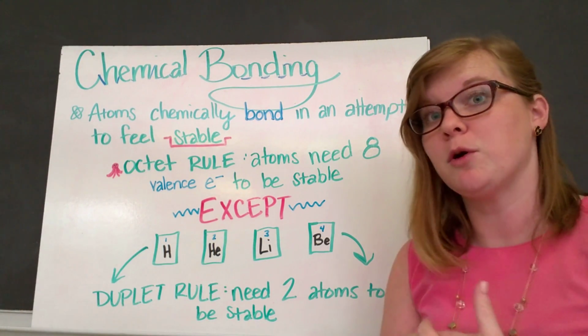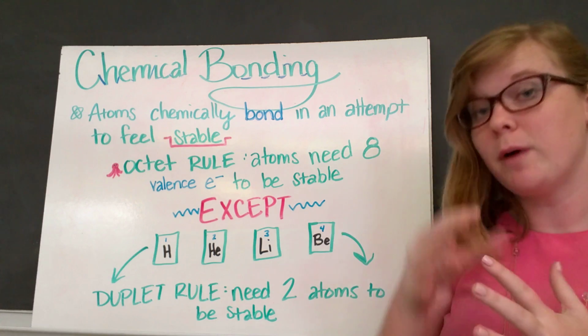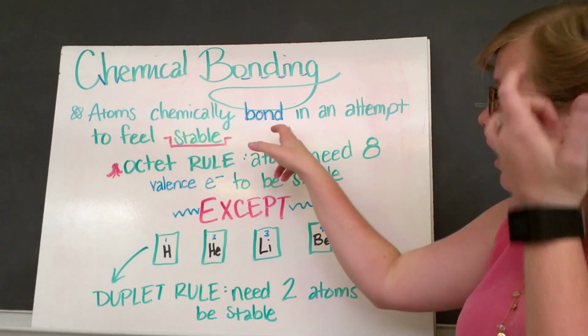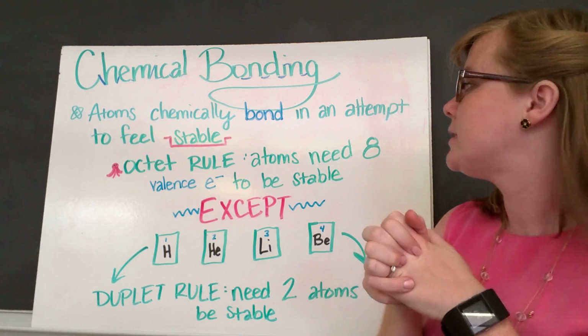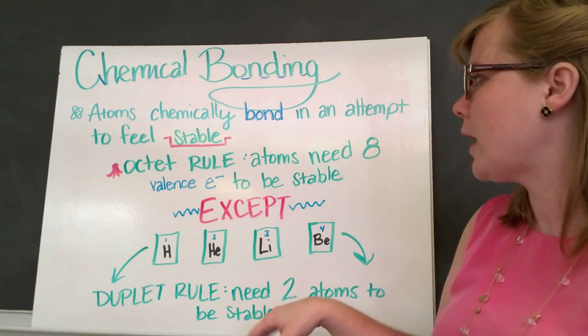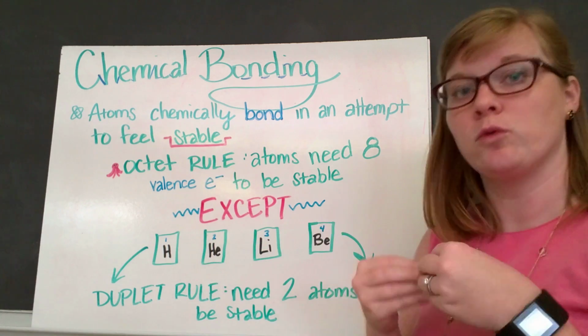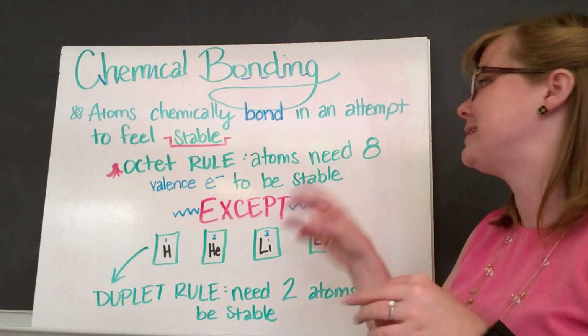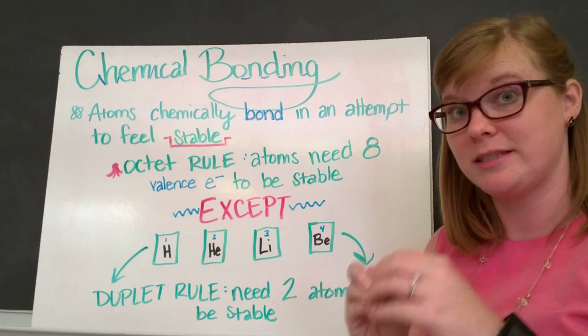So we're going to talk about chemical bonding. Chemical bonding is when atoms chemically bond, so come together, in an attempt to be stable. Okay? So the octet rule tells us that atoms need 8 valence electrons to be stable.